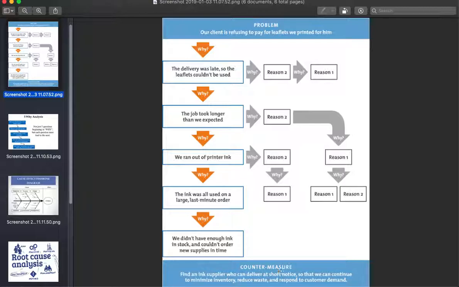So the countermeasure, the fix for this root cause, is to find an ink supplier who can deliver on short notice so that we can continue to minimize inventory, reduce waste, and respond to customer demand. Notice the solution is not to just have 500 cartridges of every style of ink on hand. The solution isn't always to spend money. Sometimes, or more often than not, the solution is supplier relations.